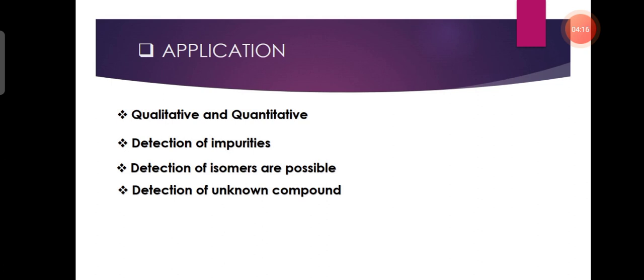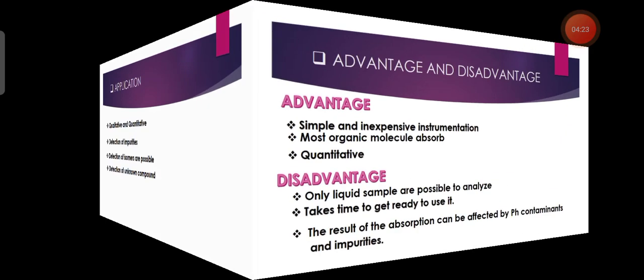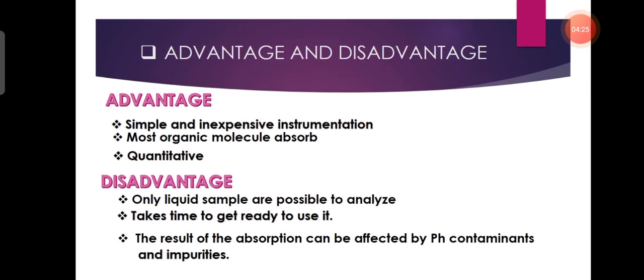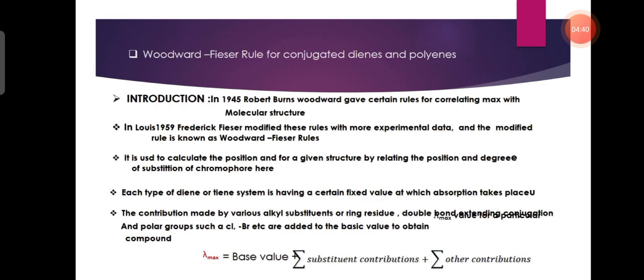Application. Quantitative and qualitative detection of impurity, detection of isomer, and detection of unknown compound are possible. Advantage. Simple and inexpensive instrument. Most organic molecules absorb, so quantitative analysis is possible. Disadvantage. Only liquid samples are possible to analyze, and it takes time to get ready to use. The result of the absorption can be affected by pH and impurity.